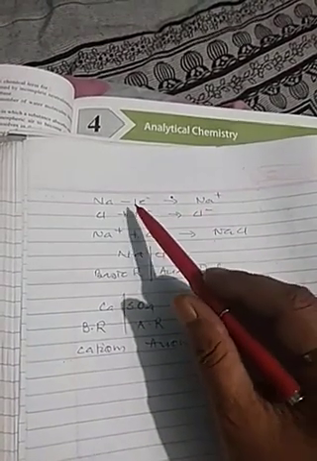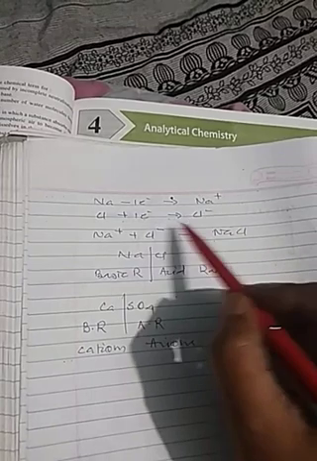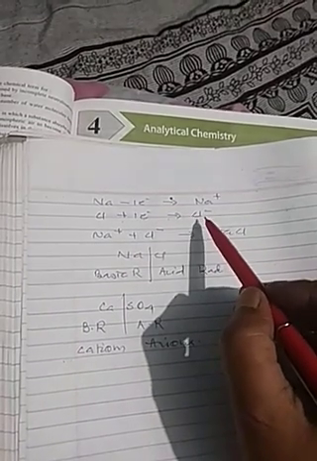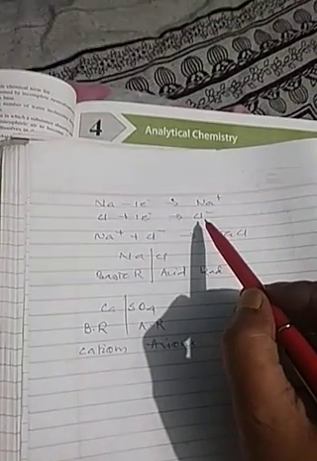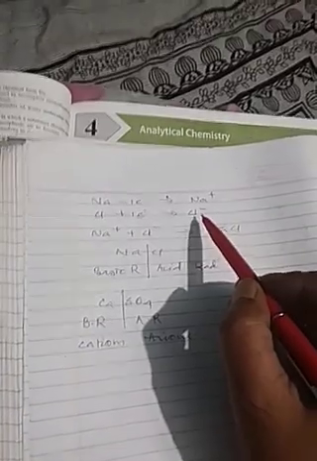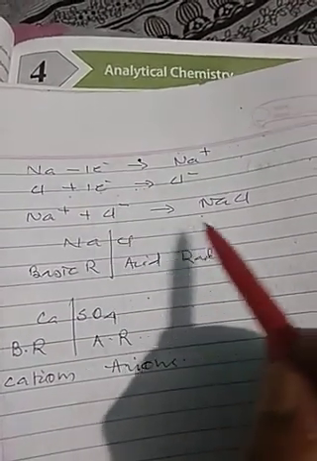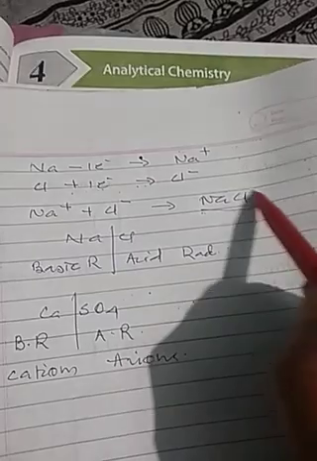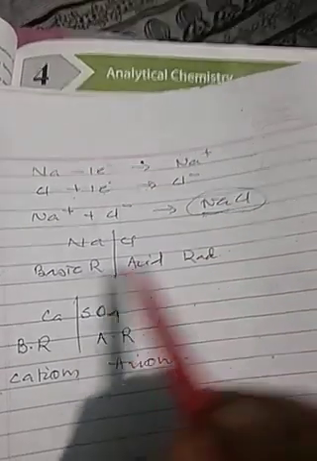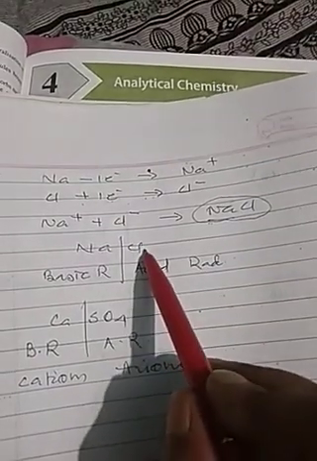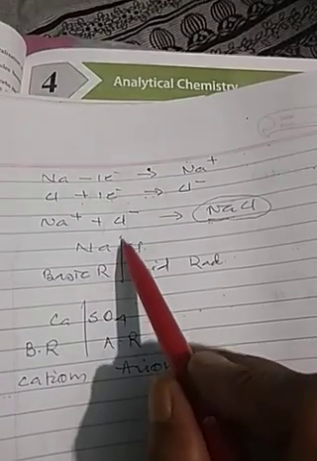But after losing, this is positively charged, and after gaining, this chlorine becomes negatively charged. We don't say chlorine ion, but it will be chloride ion. So these two oppositely charged ions combine together, they attract each other and form a compound. This is salt. So a salt is made up of basically two parts.